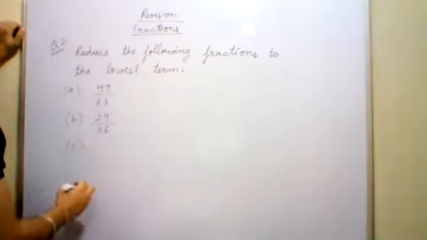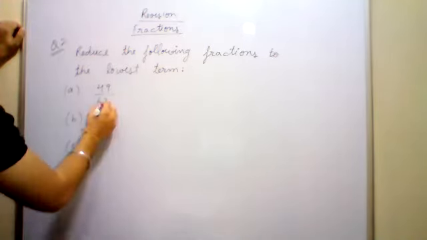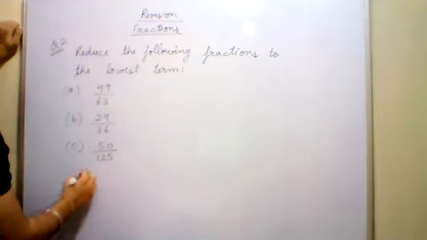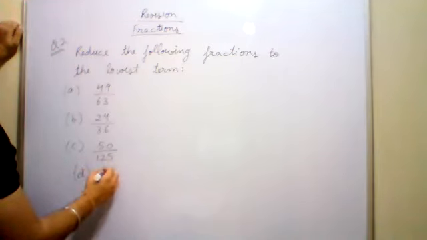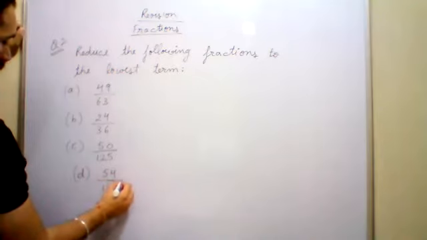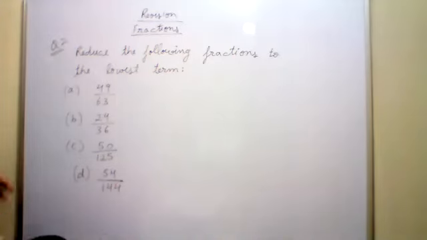Sir, what is written in question A? 49 upon 63. Third part, 50 upon 125. B part, 54 upon 144. Do these 4 parts, all of you.